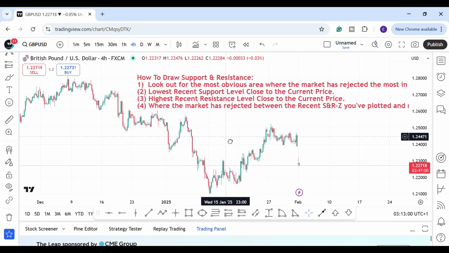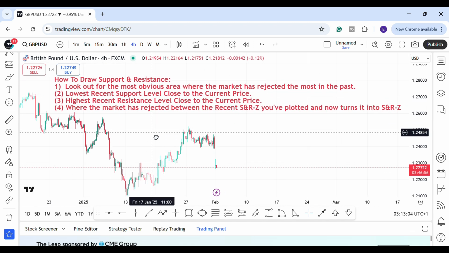Now it says look out for the most obvious area where the market has rejected the most in the past: the lowest recent support level close to the current market, where the market has rejected, between the recent support and resistance level you plotted.